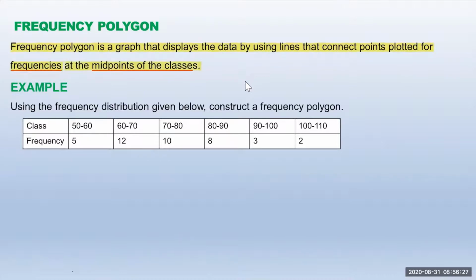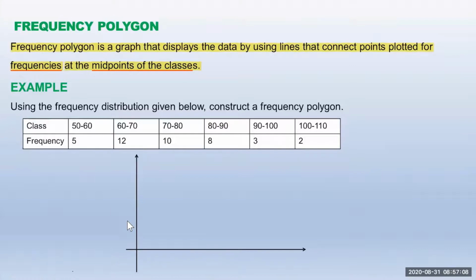Whenever we have classes, that's grouped data. So here is the grouped data, and we are asked to construct the frequency polygon using the frequency distribution given below. Let's give it a try. Because it is a graph connecting various points, we need the x-axis. So let's draw the x-axis here. Okay, this is my x-axis, for example. And we also need the y-axis. Let's draw the y-axis.